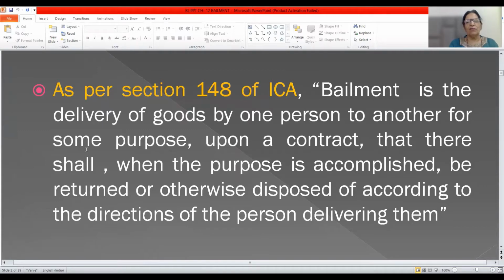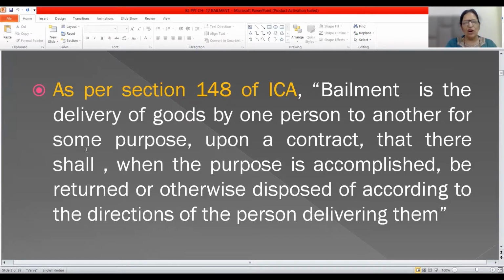The meaning of bailment. What is bailment, friends? As per section 148 of ICA, the Indian Contract Act, bailment is the delivery of goods by one person to another for some purpose, upon a contract that they shall, when the purpose is accomplished, be returned or otherwise disposed of according to the directions of the person delivering them.